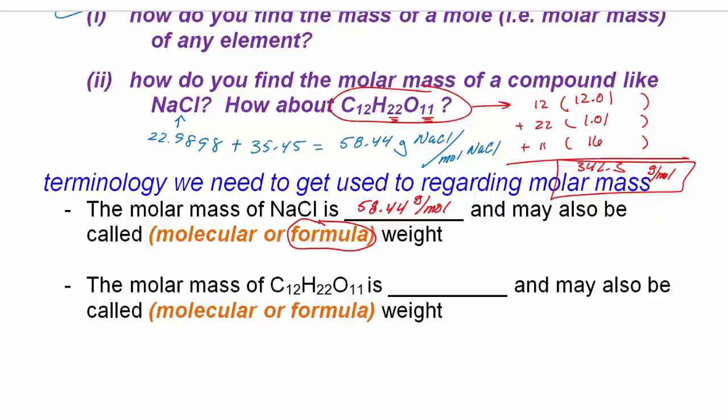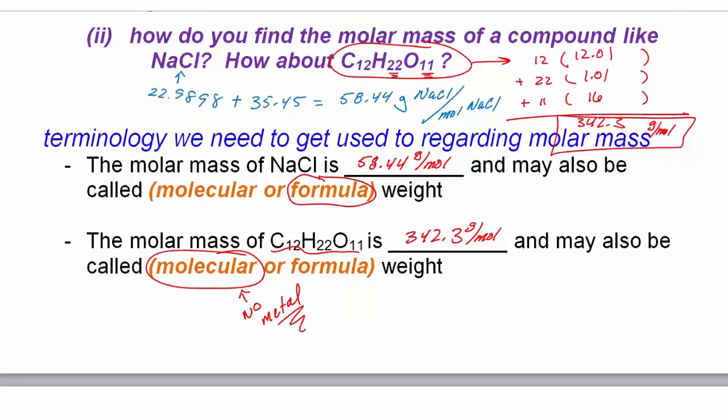The molar mass of sugar, we said, is 342.3 grams per mole. And this may also be called the molecular weight because it's a molecule. So how do you tell the difference between these two? Well, if you don't see a metal element, you should be referring to these units as molecules. If you see a metal, then you should be referring to these units as formula units.